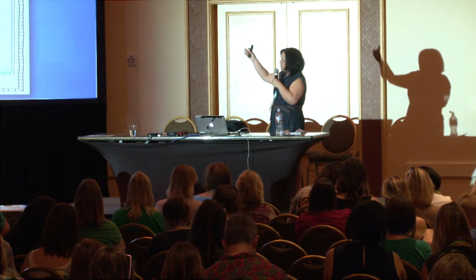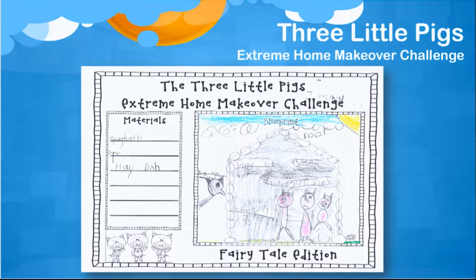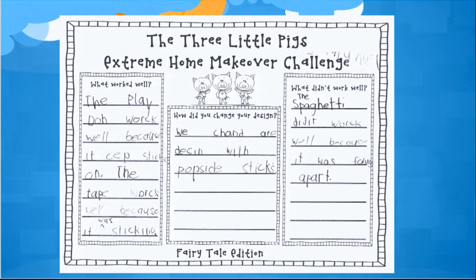We began the engineering design process where they had to first draw their blueprint and they had to label the material. Then they had to list the materials that they were going to use. So here they had spaghetti, and they were going to use Play-Doh. Afterwards, we did a reflection: what worked well, how did you change your design, and what didn't work well. The Play-Doh worked well because it kept sticking on. The tape stuck well because it was sticking.